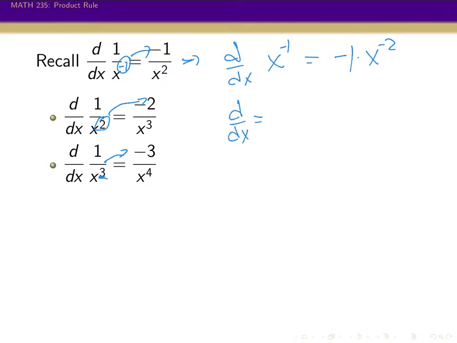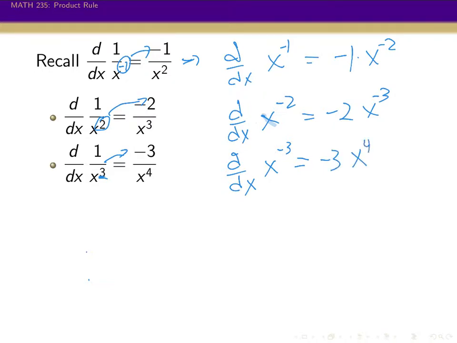The derivative of 1 over x squared, we can think about that as being the derivative of x to the minus 2. And then minus 2 over x cubed, we can think about that as being minus 2 times x to the minus 3. And 1 over x cubed we can think of as being x to the minus 3. And so its derivative is minus 3 times x to the minus 4.